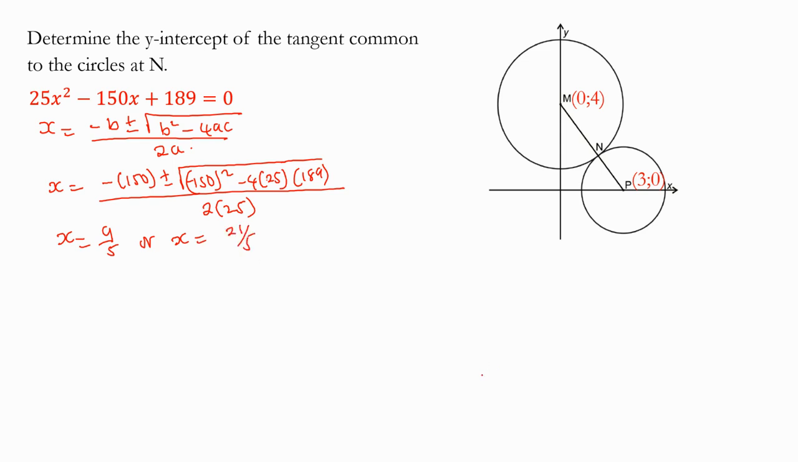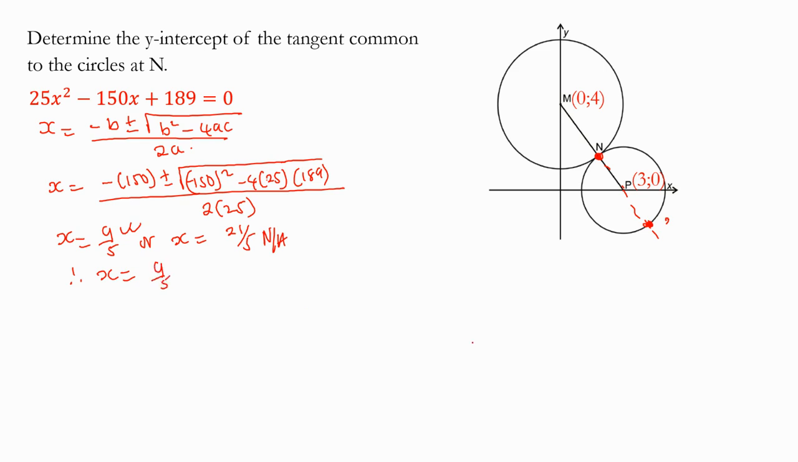We're getting two answers. Why? Check that if you extend this line here, there is an x value here also, which is 21 over 5, the x coordinate, not the y. So it's 21 over 5. This one is going to be 9 over 5. So this one is not applicable, so we're going to use this one. So therefore, x is equal to 9 over 5.